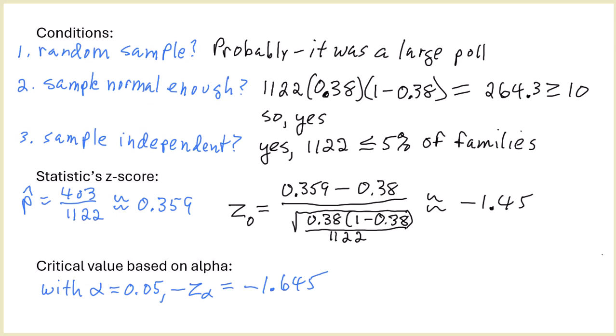Stop right there. Does that make sense? It might not yet, but tomorrow we're going to be working some more examples. So then what's our next step? We got to make a decision. Do we reject the null or not?